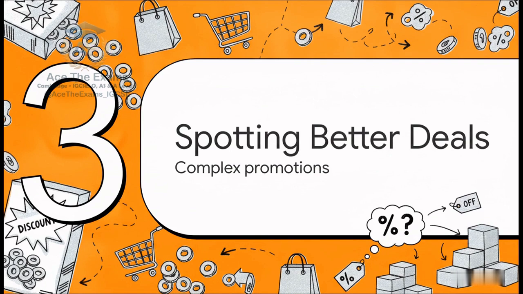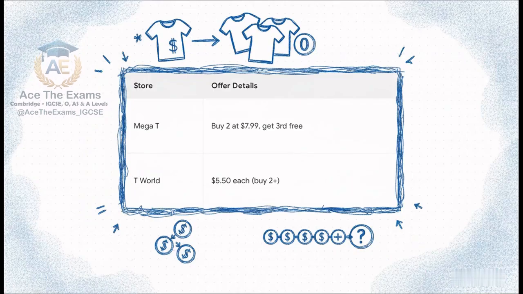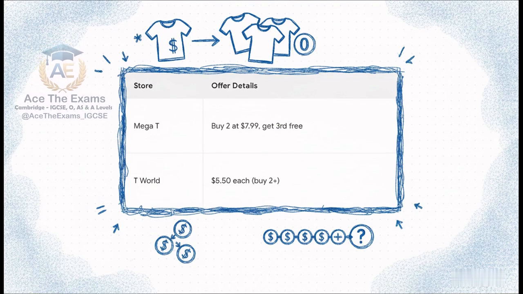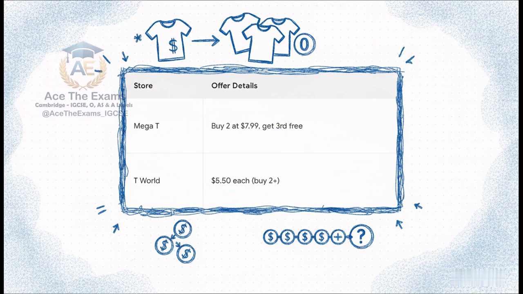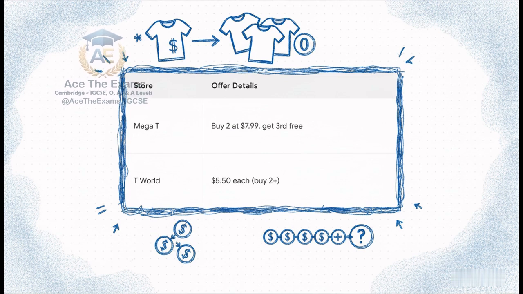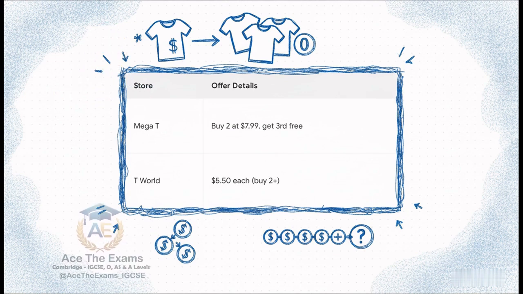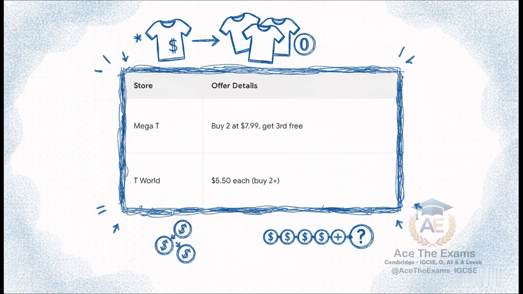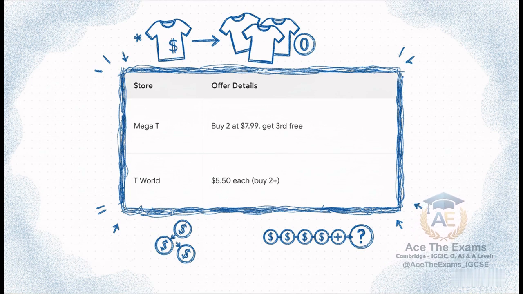Section 3. Spotting the better deal. We've mastered cereal, but how do we handle complex promotional offers where the rules seem to change based on how much you buy? Check out example 16.2. We're shopping for t-shirts, and we have 2 rival stores. Mega T has a classic promotion. Buy 2 t-shirts at $7.99 each, and you get a third one entirely free. T-World, on the other hand, drops the price to a flat $5.50 per shirt, but only if you buy 2 or more. The question isn't just which is better, it's which is better depending on exactly how many shirts you need.